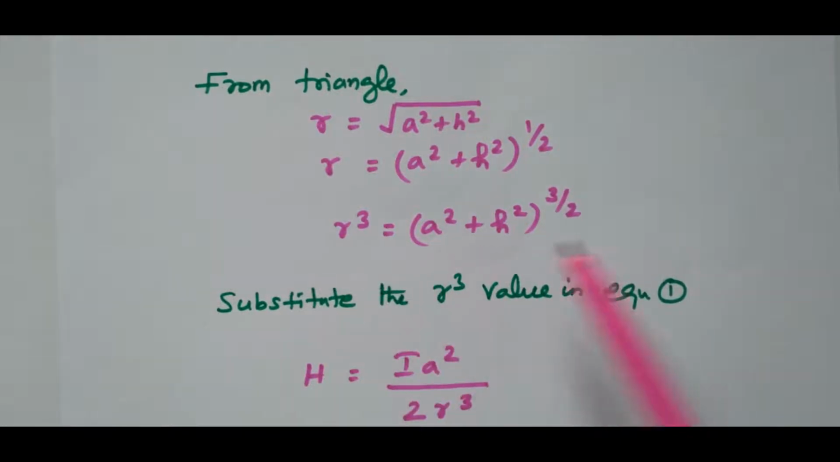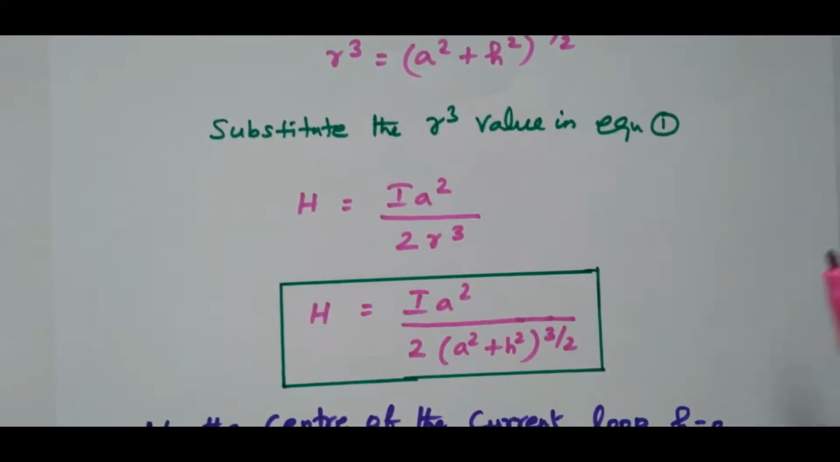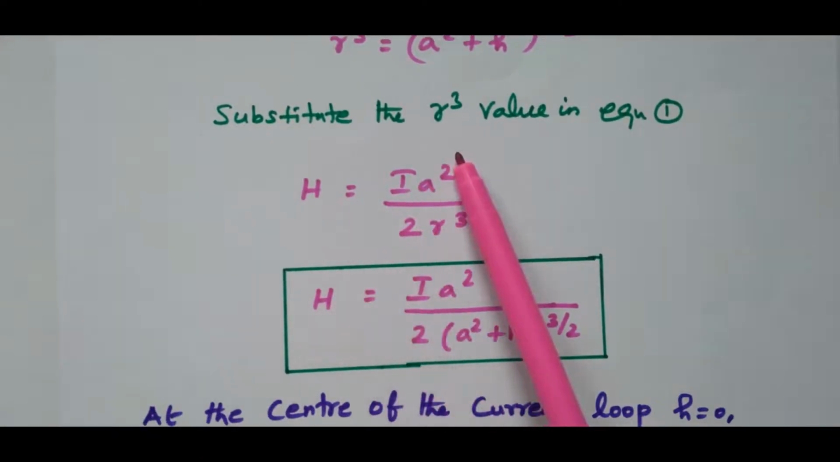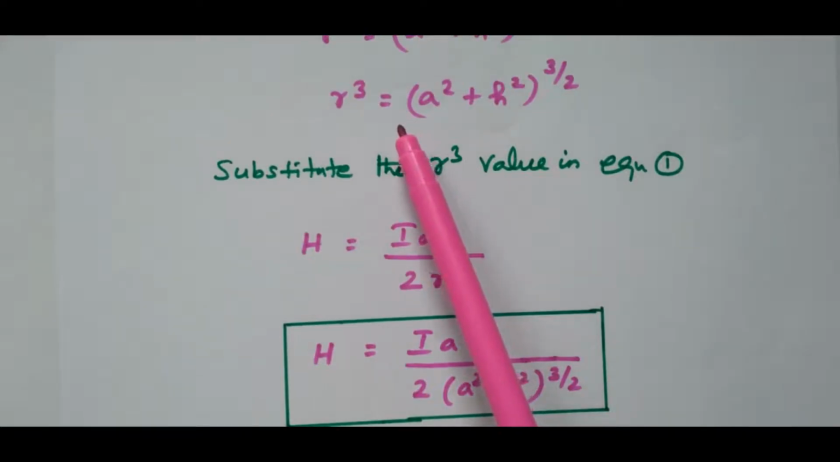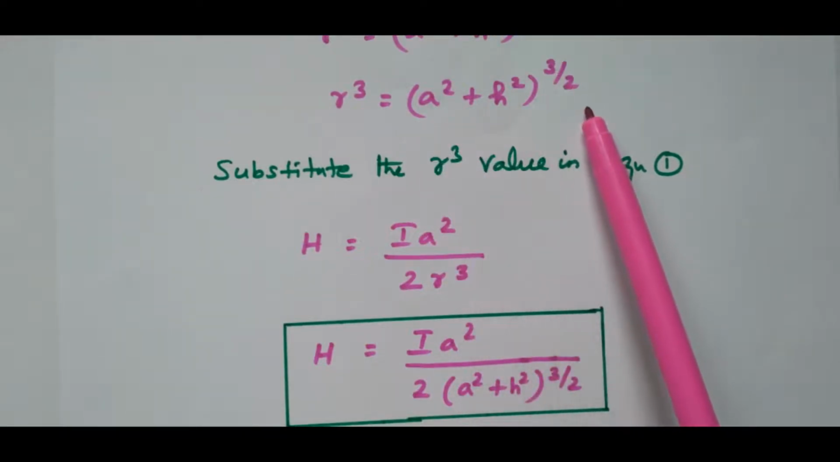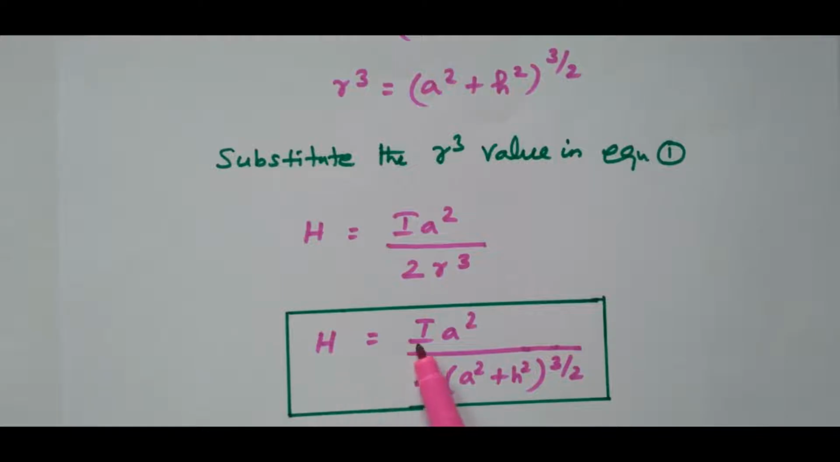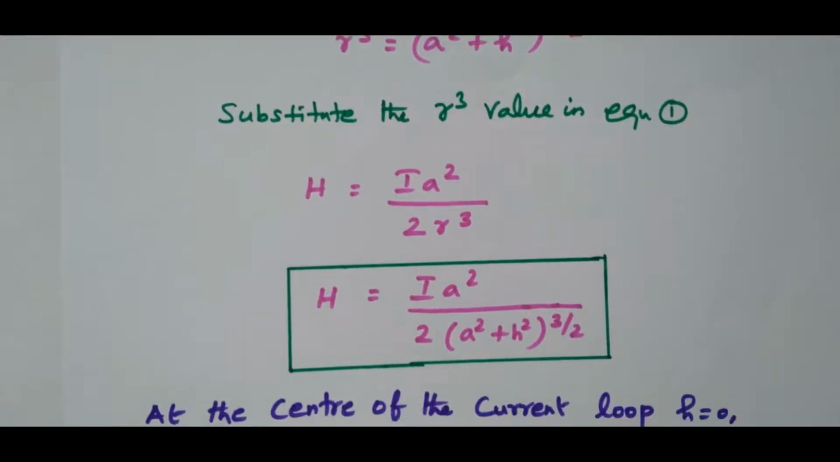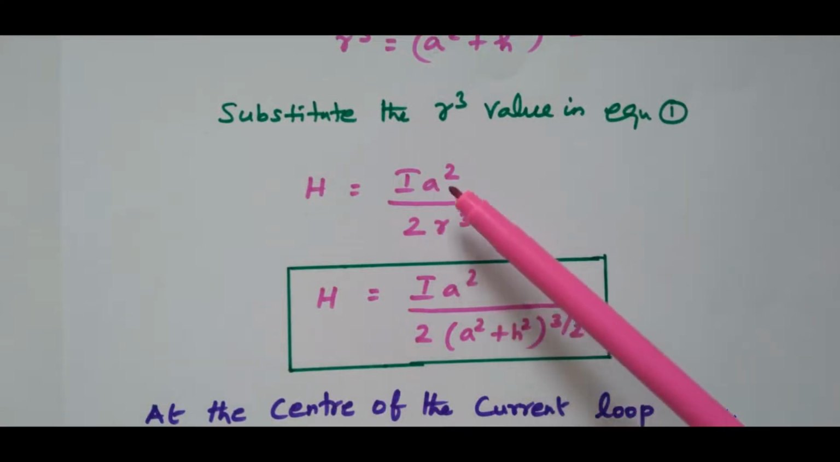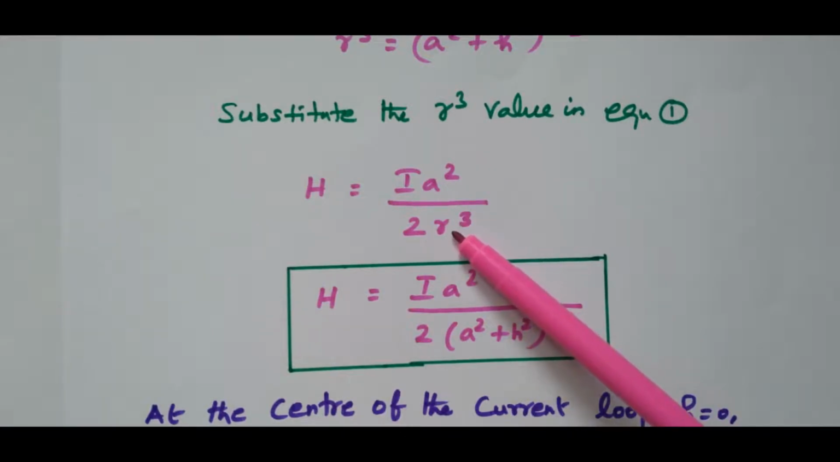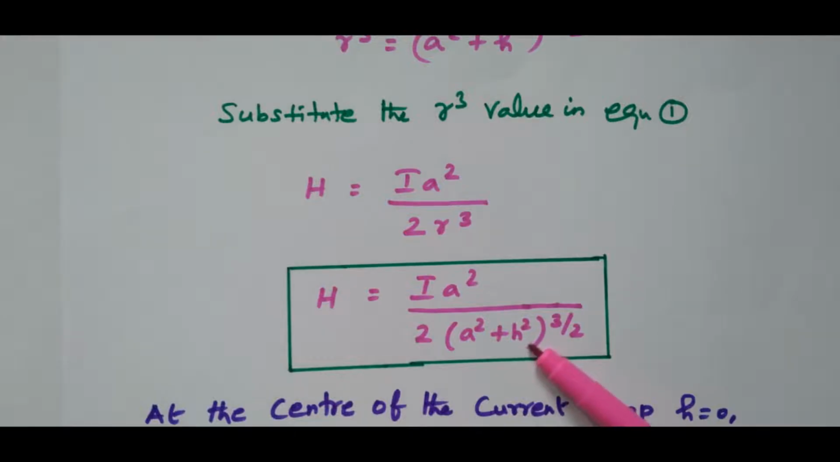Now we can substitute this value in equation number 1. What is equation 1? H equals IA square divided by 2 R cube. So this R cube can be substituted as A square plus H square whole power 3 by 2. So H equals IA square divided by 2 into A square plus H square whole power 3 by 2. This is another form in terms of height. In equation 1 we have A and R; A is the radius of the current loop and R is the distance. Here it is in terms of A and height.